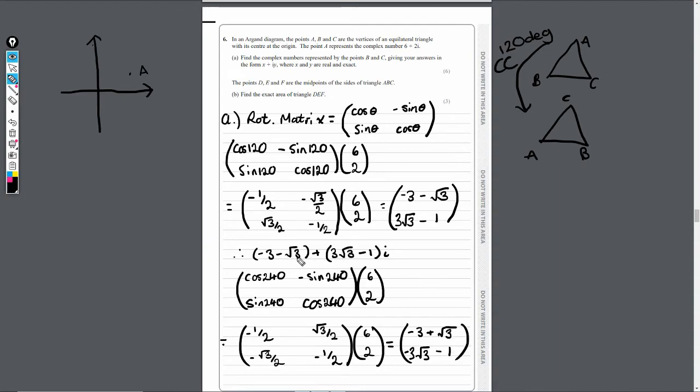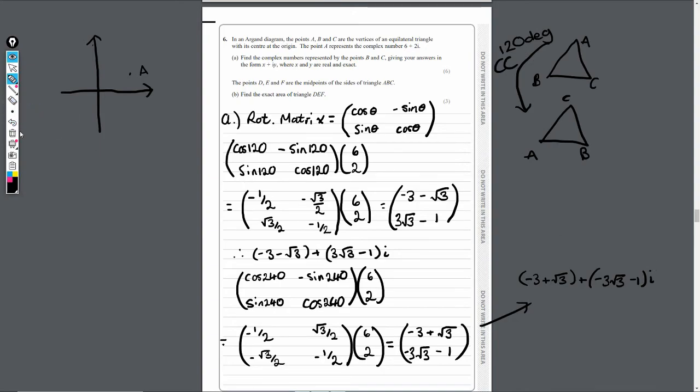So now, if we put it in the form x plus iy, so we'll do it over here, this will be minus 3 plus root 3, plus minus 3 root 3 minus 1 lot of i. And there we have it. That is the correct form for my two vertices B and C. Okay, so we've got this bit of information now.